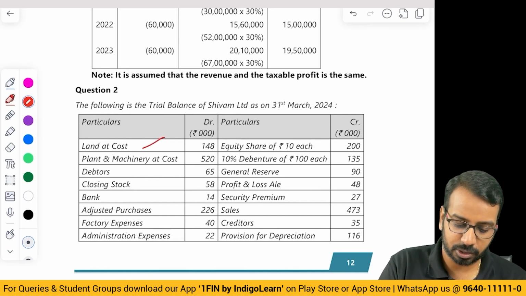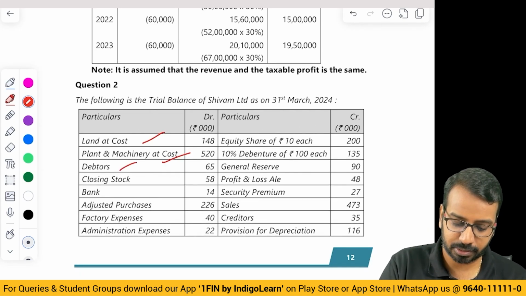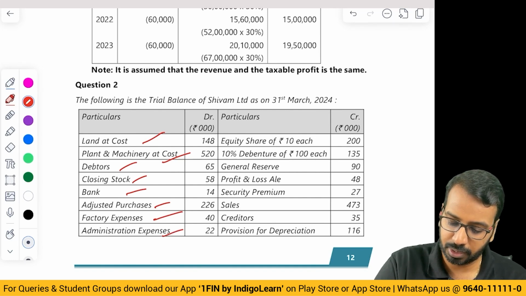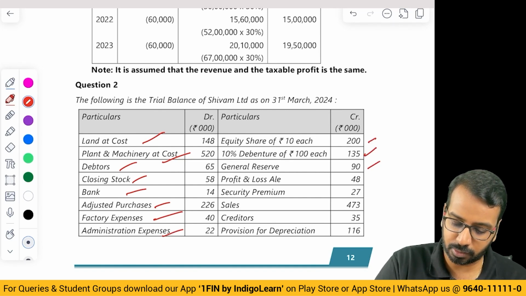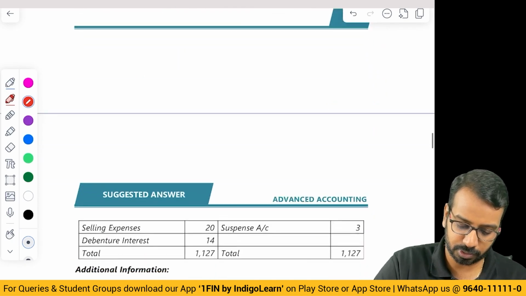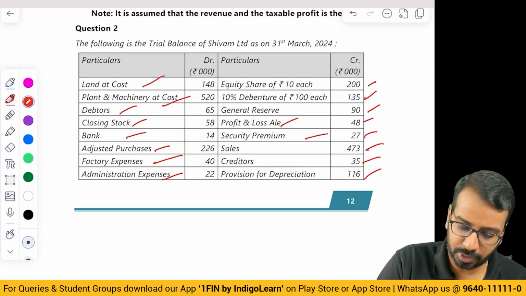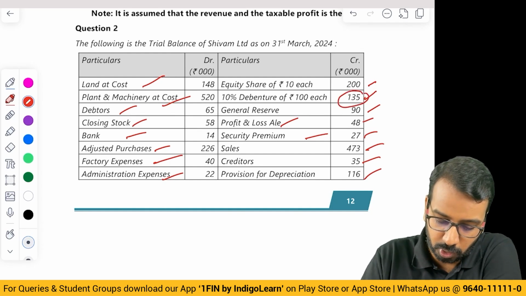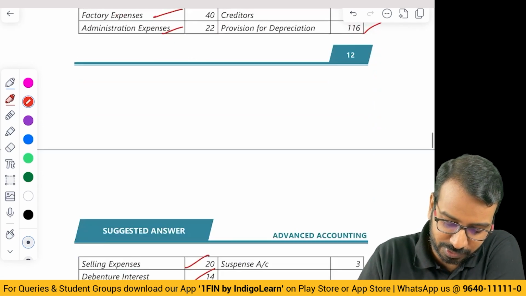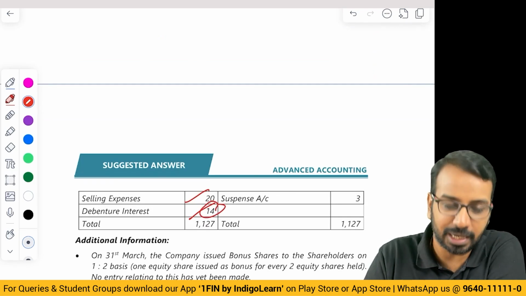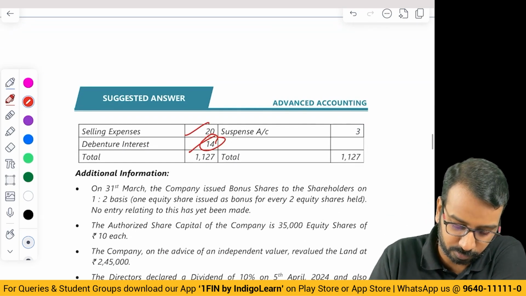You have land at cost, machinery at cost, debtors, closing stock, bank, adjusted purchase, factory, nothing is different. Equity, 10% debenture, general reserve, profit and loss account, securities premium, sales, creditors, provision for depreciation, same. Selling expense, debenture interest. Now 14 is here, debenture 135. So 135 into 10%, 14. We'll assume that everything has been provided. It should actually be 13.5 only.